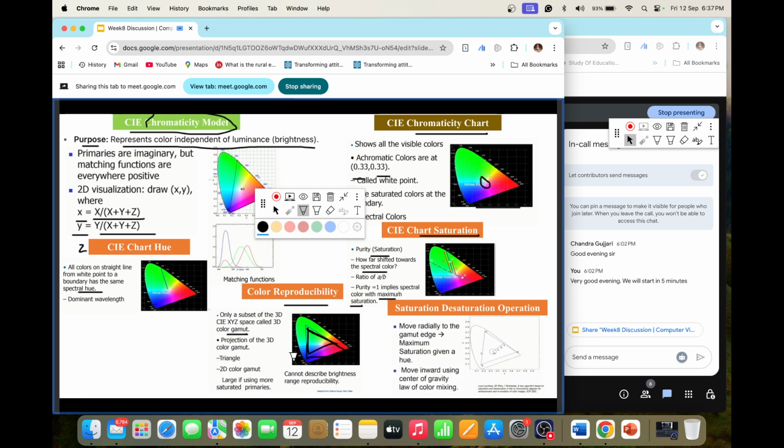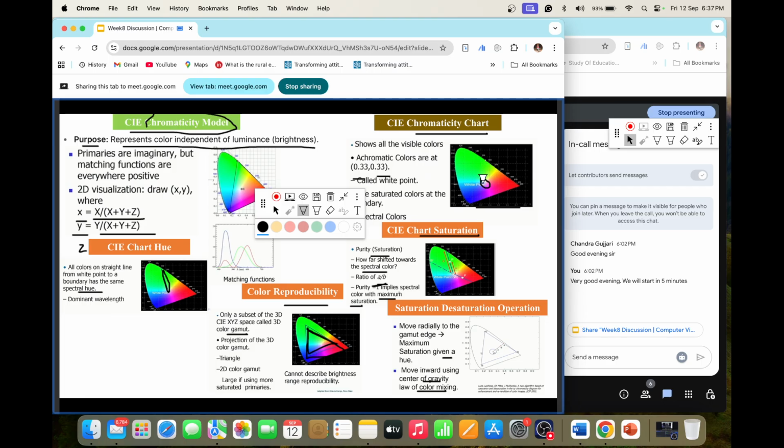And then we have saturation and desaturation. Moving radially to the gamut edge is known as saturation, which I have already explained. It is saturation given a hue, because we generally move along a single hue, that is a single line. Move inward using the center of gravity law of color mixing. That means as we move from the white point to the colored point, we are saturating, and in reverse, if we move from the boundary to the inner point, we are desaturating. That is known as the saturation and desaturation operation.